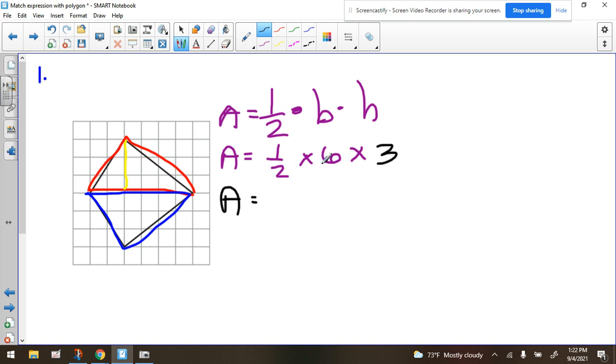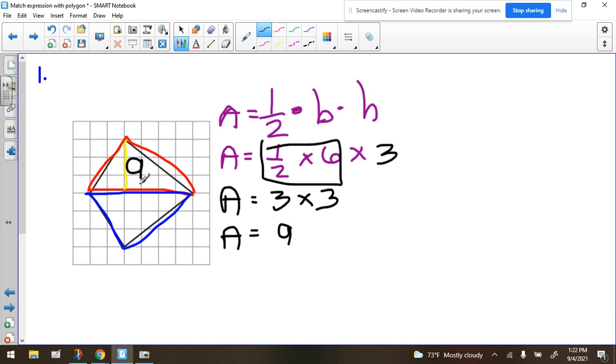All right, so if we take half of 6, which would be 3, and then do that times 3, that would give us the 9. So this times this is 3, and 3 times 3 gives us 9 for one of the triangles. But remember, we have 2 of them.